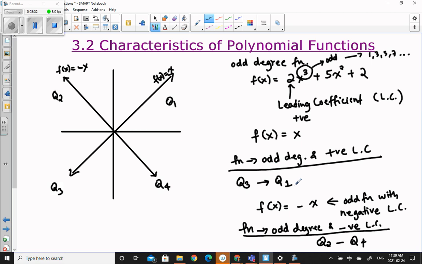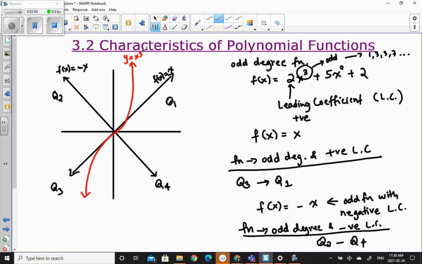So for example, if I took the cubic function and let's say I did the y equals x cubed function, it would look something like this. Okay, so this is f of x equals x cubed, the cubic function. You can see that it's a positive leading coefficient. The degree is 3, which is an odd degree. It goes from Q3 to Q1, just like this, right?